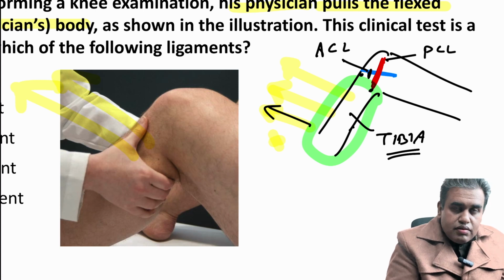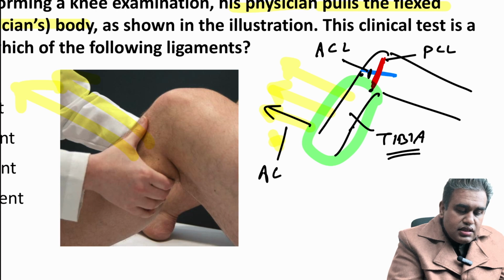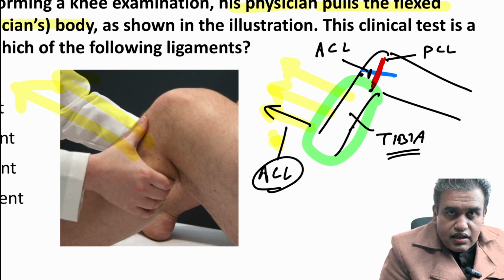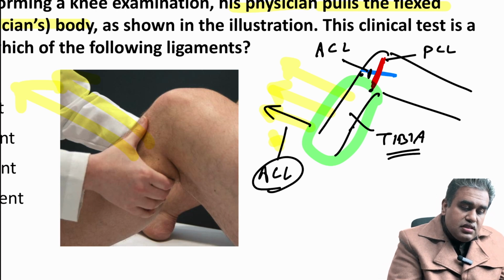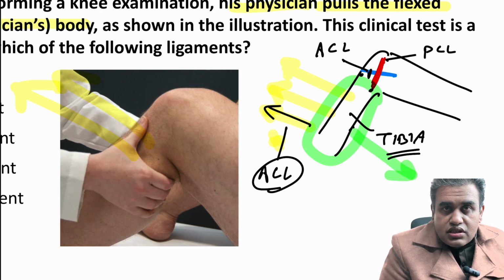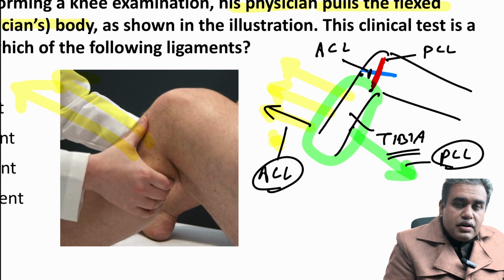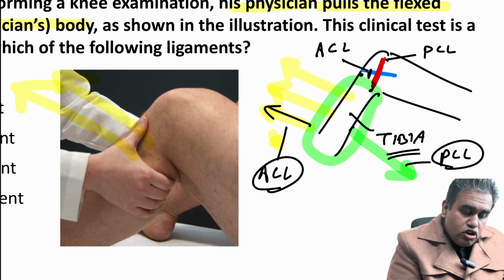So this anterior pushing, or not pushing but pulling of the leg, is after testing the ACL integrity, ACL सही है कि नहीं है. तो सर PCL कैसे करेंगे? For PCL testing you have to push the lower limb posteriorly, or push the leg posteriorly. This is to check the integrity of posterior cruciate ligament. Now, if there is abnormal anterior movement, it means ACL is ruptured, ACL damage हो गया है.